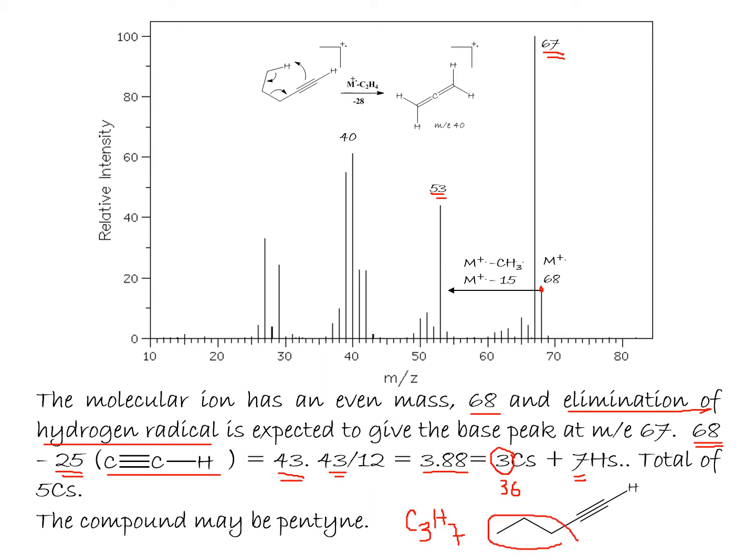This part, okay, and your compound may be pentyne. Remember, we have the molecular ion, we have the base peak at 67, we have a strong peak at 53, we have another peak at 40, and we have a strong one here at 39.